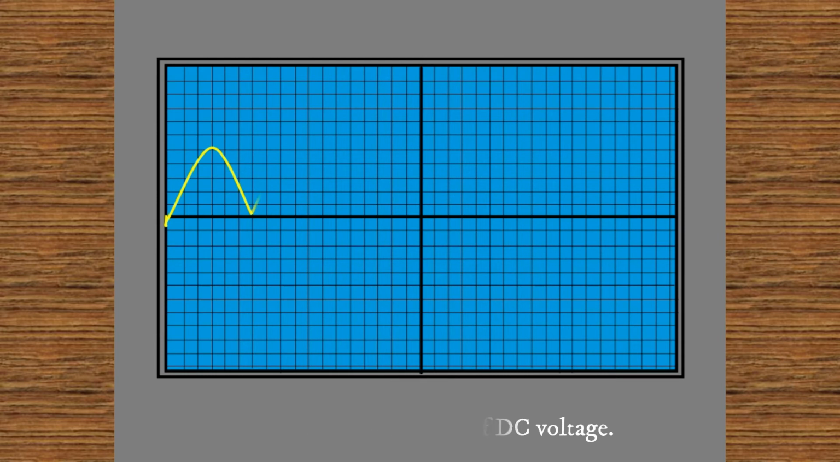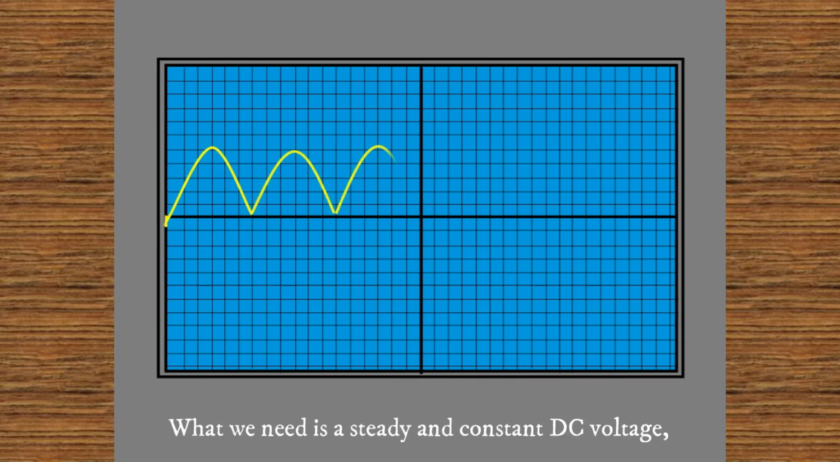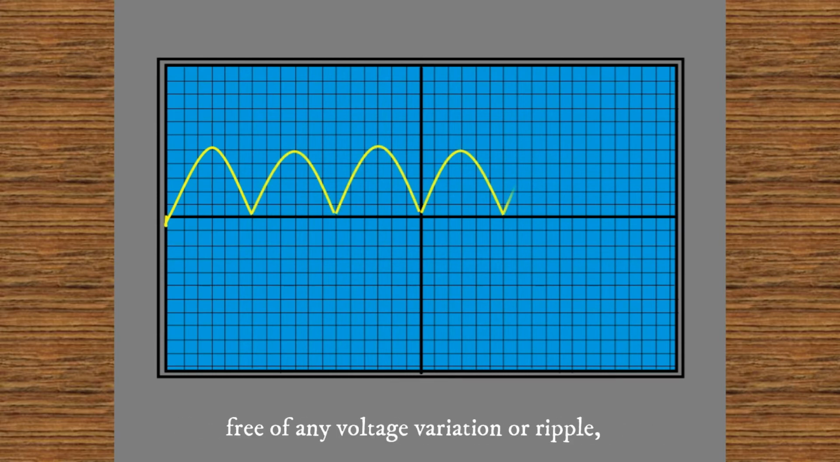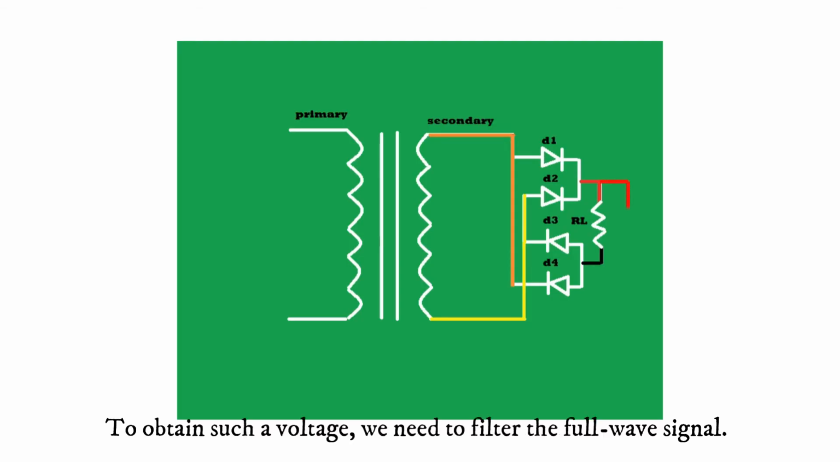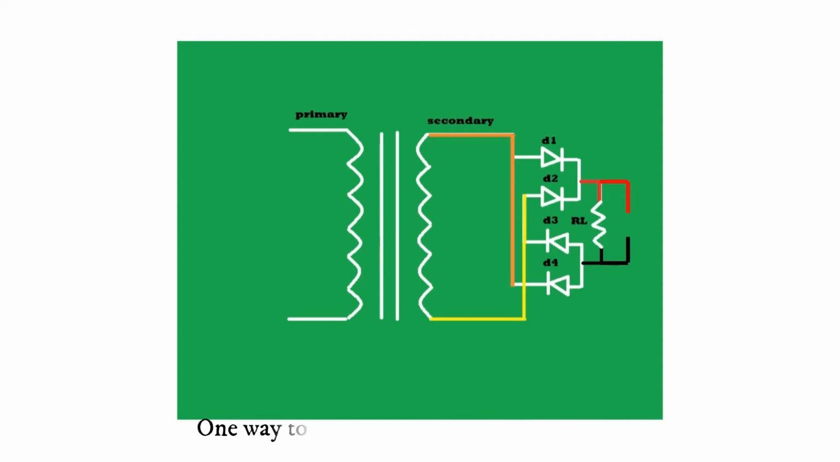We do not need this kind of DC voltage. What we need is a steady and constant DC voltage, free of any voltage variation or ripple. To obtain such voltage, we need to filter the full wave signal. One way to do this is to connect a capacitor.